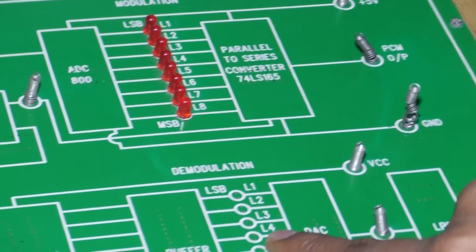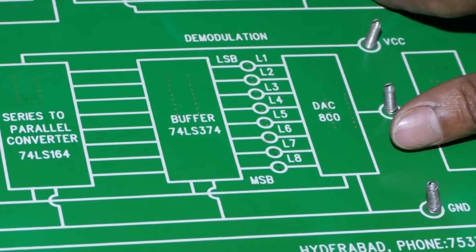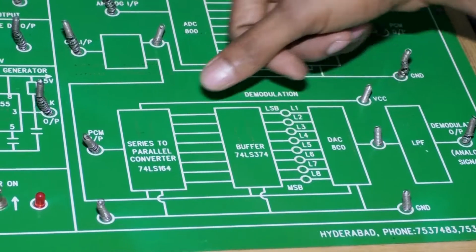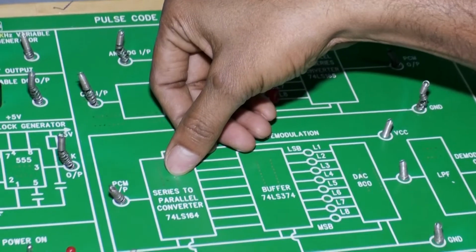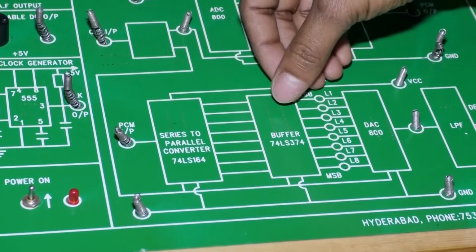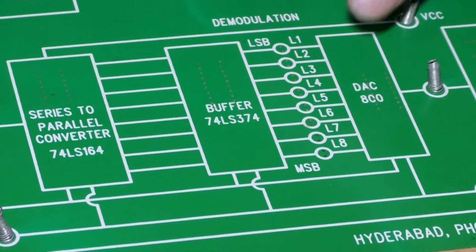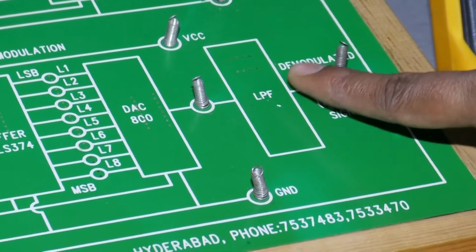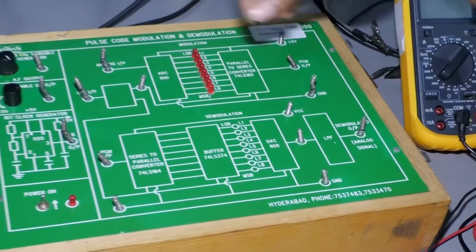Now coming to the demodulation kit, exactly opposite blocks are used to demodulate the pulse code modulated data. Here we have PCM as the input, and in the receiving part a serial to parallel converter is used, and this is the DAC circuit. By using the DAC circuit we get the input signal, and by using a low pass filter we get the exact data which was transmitted from the transmitter.